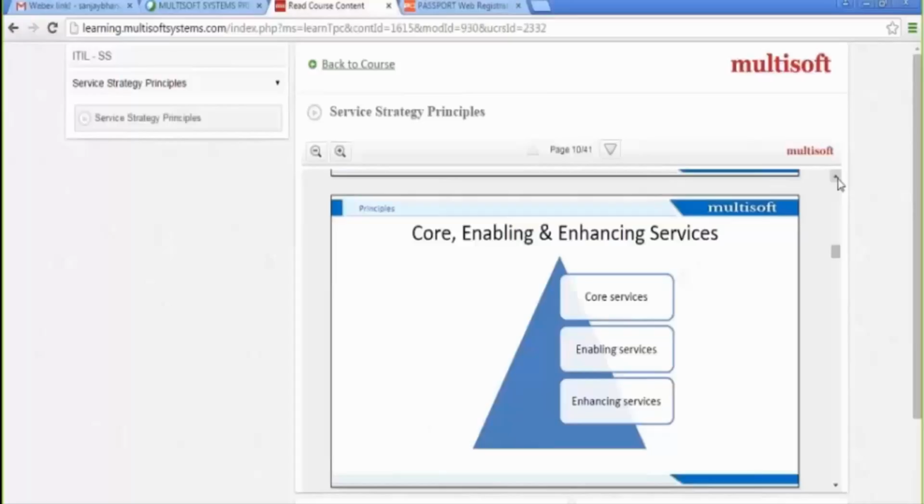And for that service, I need something which can enable that core service, supporting services which are supporting the core services. That is my enabling service. Okay, fine. Enhancing means if I need enhancement on that service, that is the enhancement. But if you are working on a core service, you are giving some support, right? That support service means the enabling service. Okay, noted.